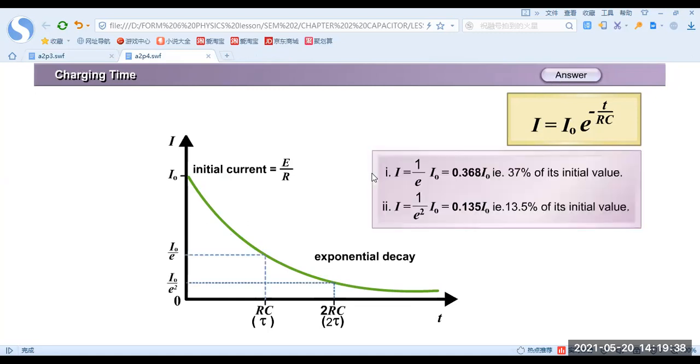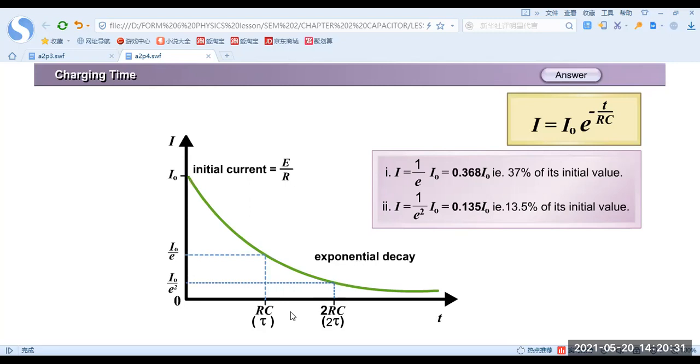We notice that I equal to 1 over e times I naught is 0.37 I naught, which means it is 37% of its initial value. And the second, I is equal to 1 over e squared, which equals 0.135 I naught, which is 13.5% of its initial value. That means the current reduces during the charging process. When the charging time increases, the current in the circuit reduces.